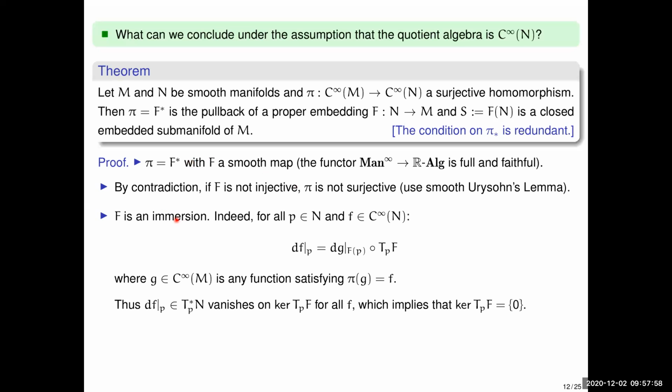And why is F an immersion? Take a point P in the manifold N, take any smooth function f on N, and compute the differential of f at P. You can always write f as pi of some function G on M. Choose any function G, it doesn't matter. From this, it follows that the differential of f is the differential of G composed with the tangent map of capital F. Now, this implies that df at P is a covector vanishing on the kernel of the tangent map. Since all covectors of this form vanish on this kernel, the kernel must be trivial. So the tangent map is injective. P is an arbitrary point, so F is an immersion.